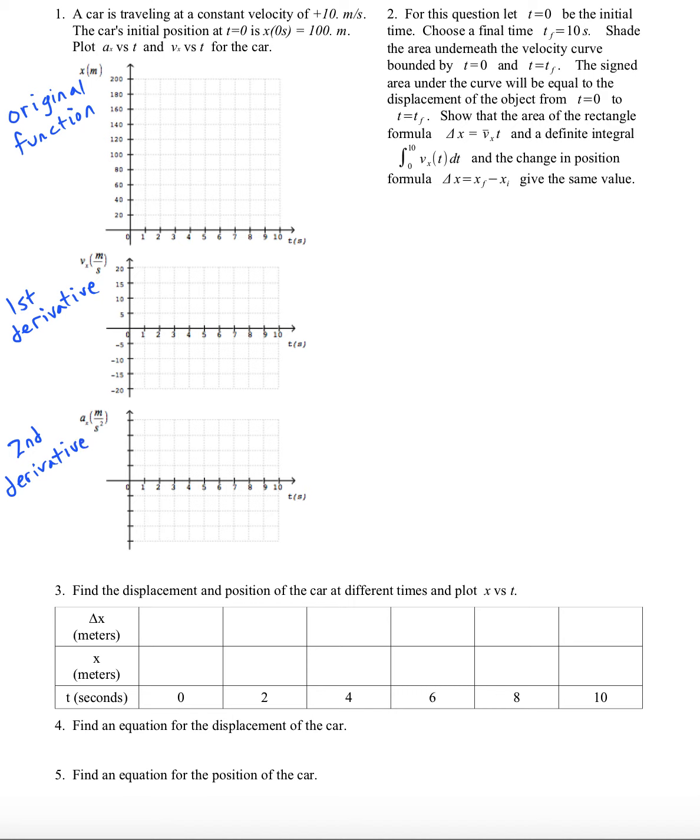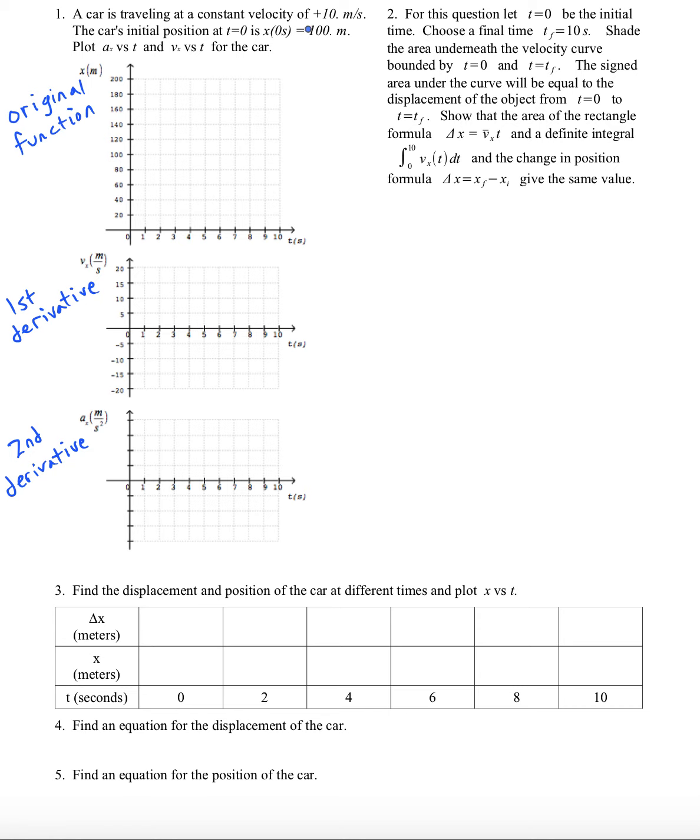And all the same rules we use to turn an original function into a first derivative, we'll use those same rules to turn the first derivative into the second derivative. All right, so let's see how this one works. First thing we can do is just plot some of the given information.